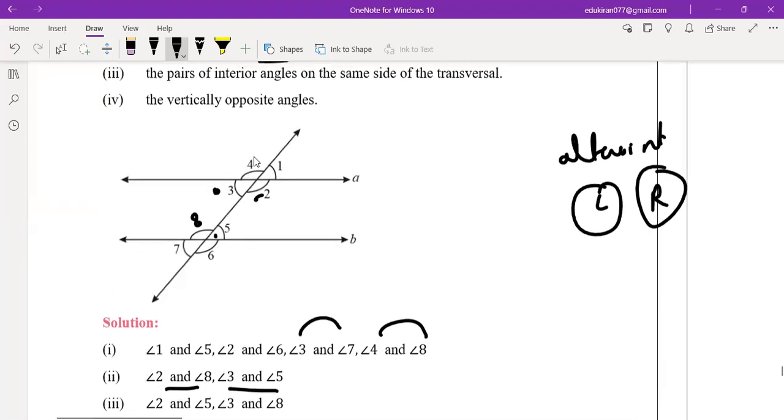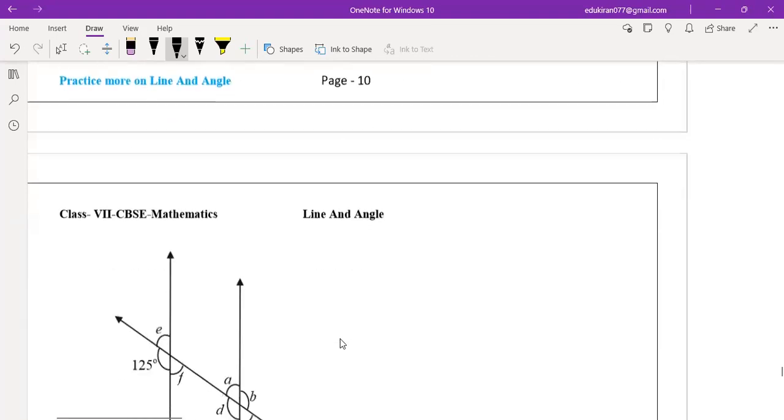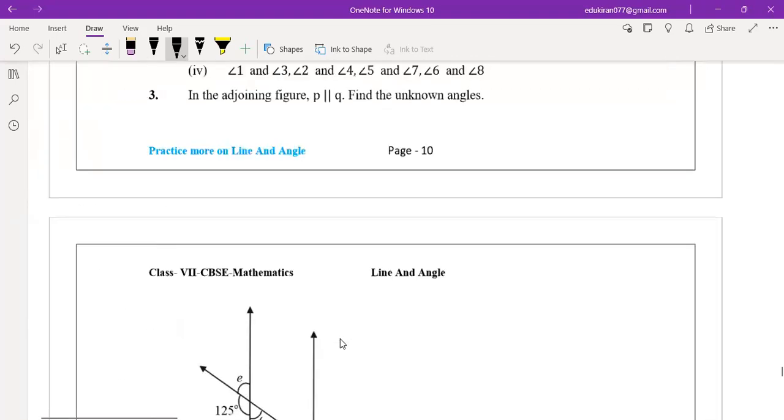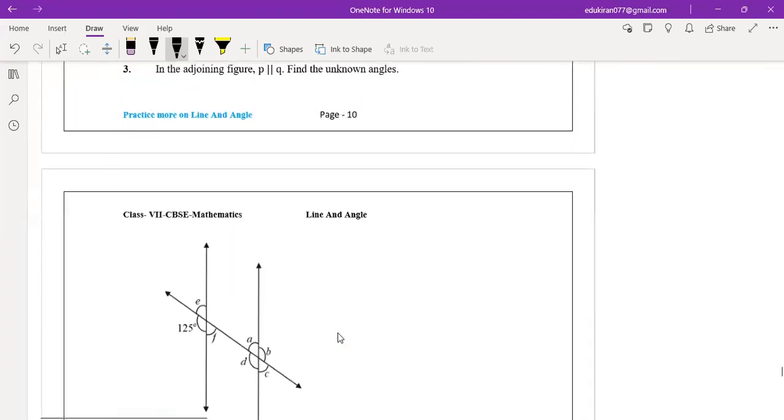And then interior angles on the same side, 3 and 8, 2 and 5, right? Vertically opposite angles: 7 and 5, 8 and 6, 3 and 1, 4 and 2. Right? So here, these are the questions. This is the question we will be doing. This is a figure.